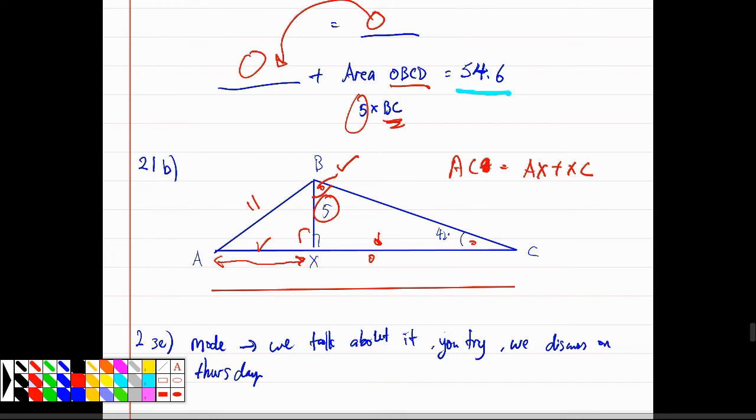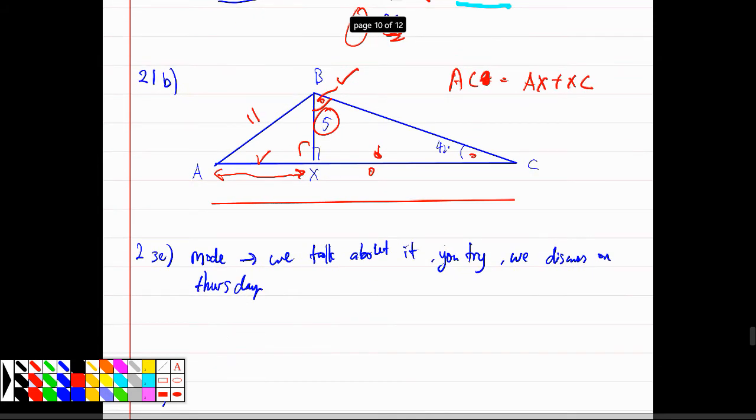Next one, we discussed about mode before. Based on what you understand of mode, you try. Then we discuss tomorrow again.